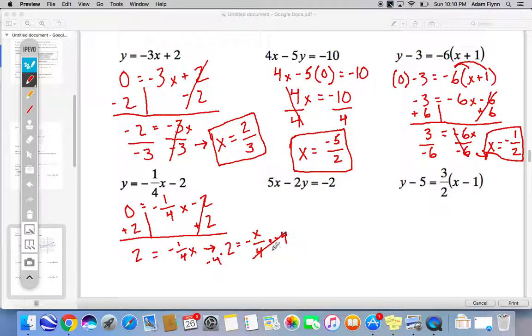So these cancel, so I'm left with x equals 2 times negative 4, which I know is negative 8. So that would be my x-intercept.